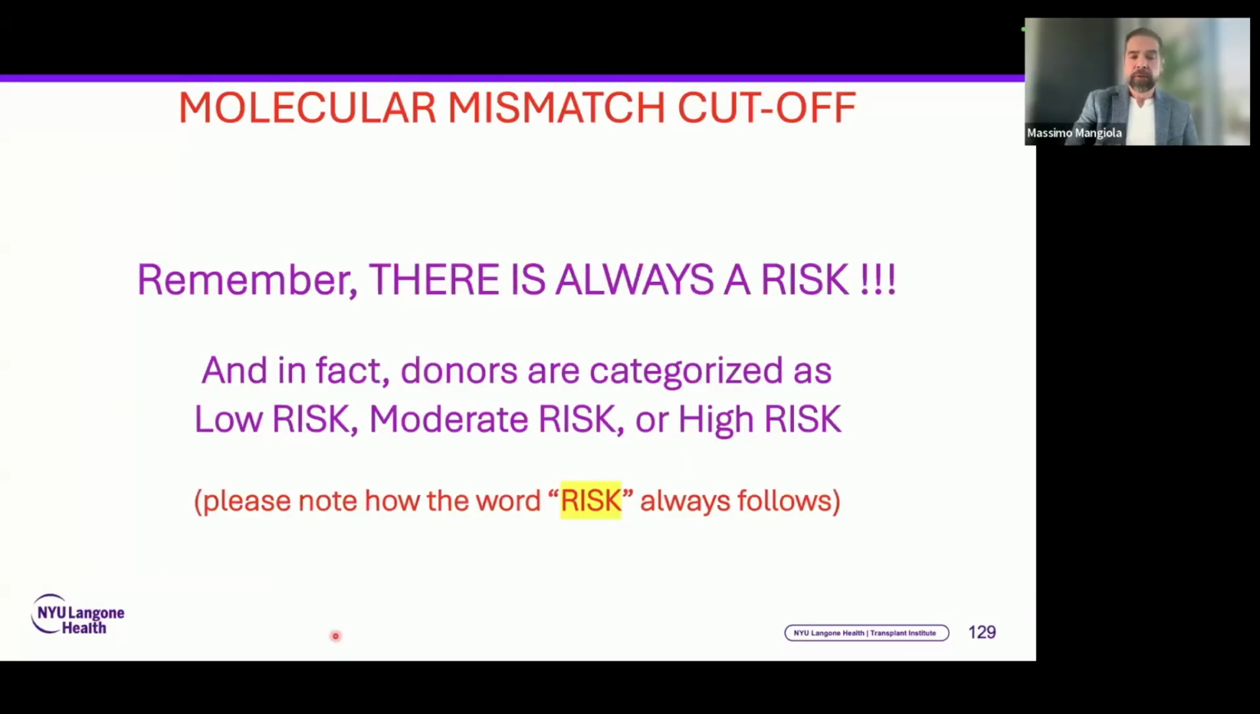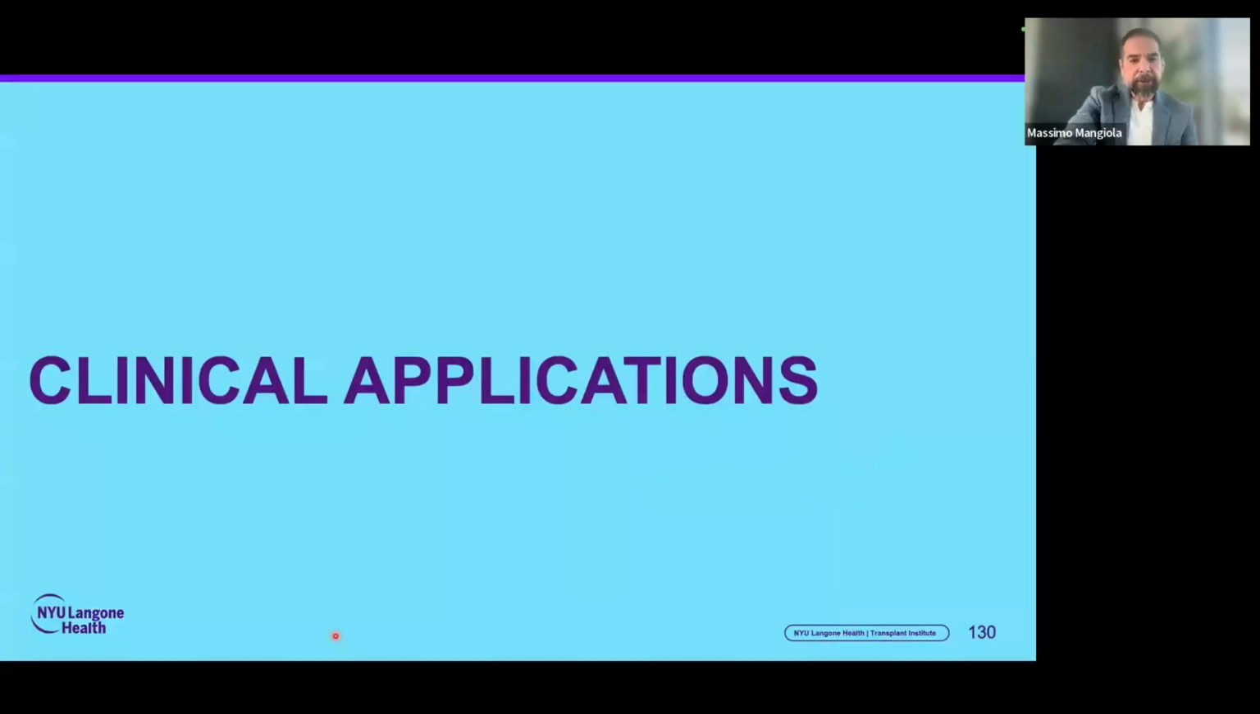But remember, there is always a risk. In fact, donors are categorized as low risk, moderate risk, and high risk. I put it in yellow highlight that every one of these categories has the word risk after it. So the key here, unless we magically find immunogenicity, is that the scope is to lower the probability of the immune system reacting against the organ. So it's risk minimization rather than risk prevention, unless you have a fully genetically identical sibling.